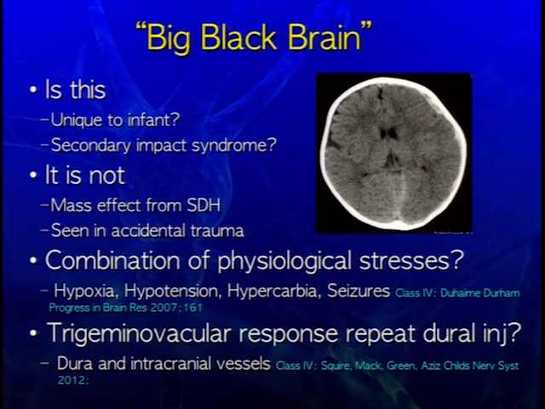We know that it's not manifest from the subdural hematoma, and we rarely see this in accidental trauma, as others have pointed out too. So is it a combination of physiological stresses? And what Tina Duhaime has suggested is it may be a combination of hypoxia, hypotension, hypercarbia, and seizures combined together, causing metabolic stress to the tissue and ischemic necrosis. The trigeminal vascular response is still out there and in the literature a lot, but I think it's an unlikely etiology for what we see here, especially if you can confirm that the findings actually correspond with ischemic injury on diffusion imaging.